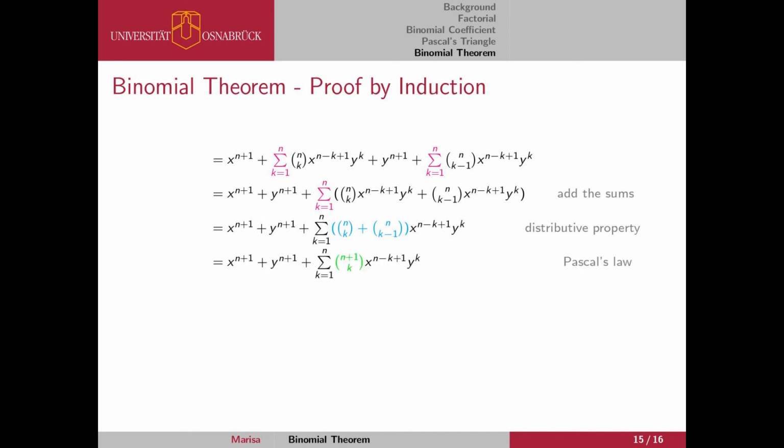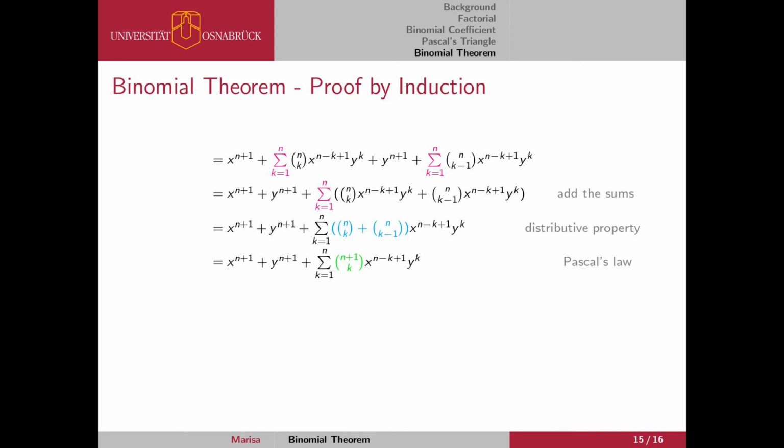And what we do now is that we will use the Pascal's law. And you have seen this some slides ago. It states that if we have n over k plus n over k minus 1, this will result in n plus 1 over k. And therefore this is marked in green here, and we could simply add them both together, which makes all of it a lot easier now.